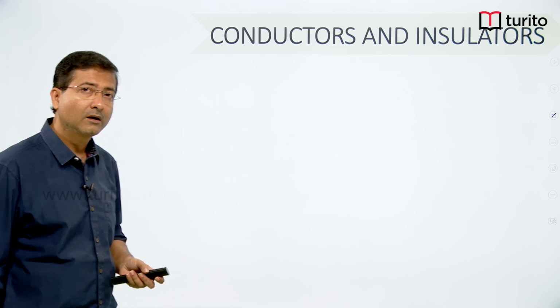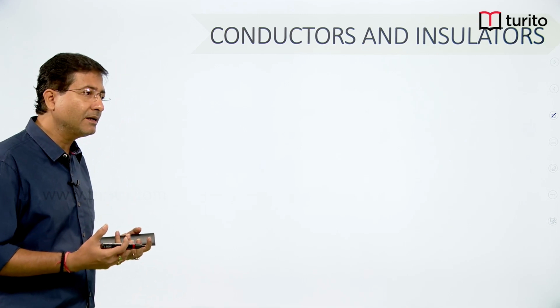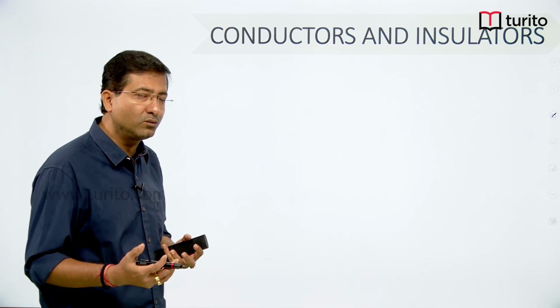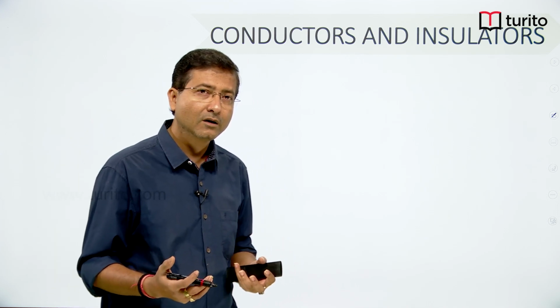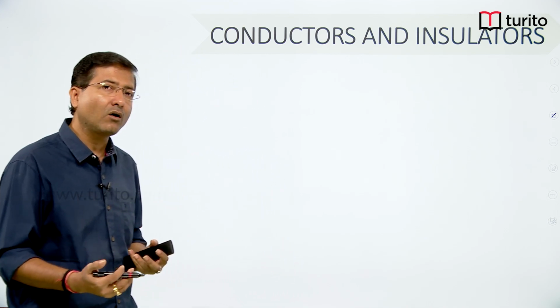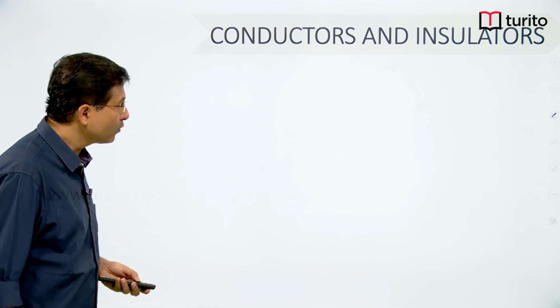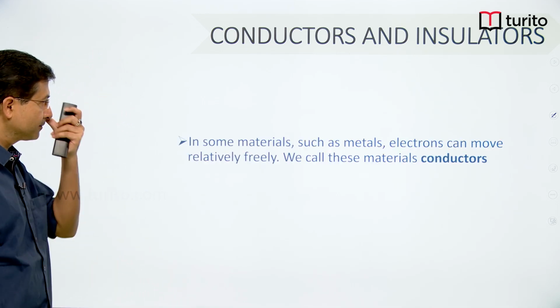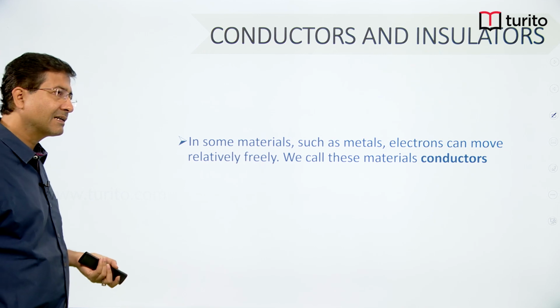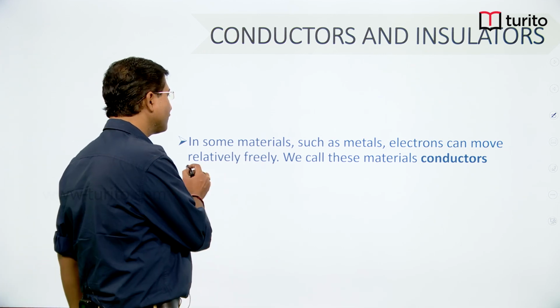See, now basically we divide objects in two ways. We say whether they conduct or they do not conduct. So, what are conductors? Conductors are materials in which electrons can freely move.